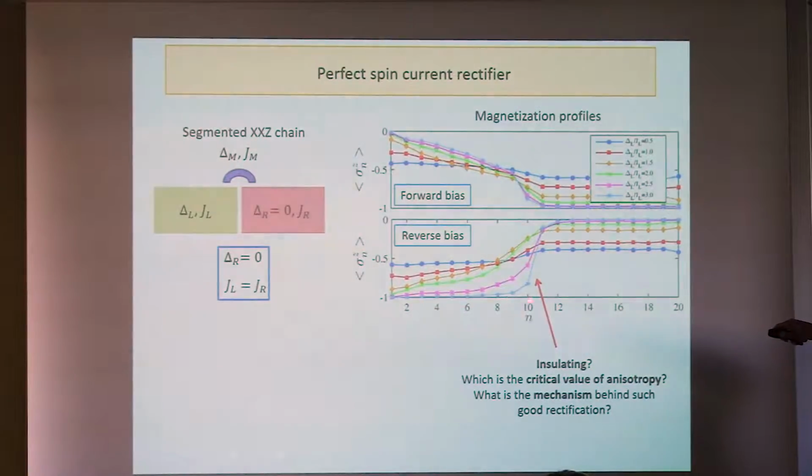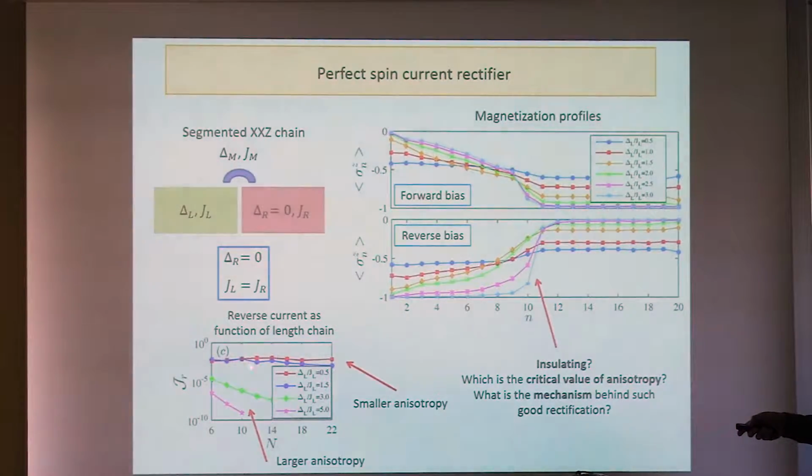See, so the light blue curve is the one with the strongest interaction. We see that it looks a lot like an error function, which is a typical signature that you will see in the magnetization profile in the insulating regime. So then we look a little bit better. Is this really insulating in reverse bias once interaction becomes stronger? Is there a critical value of the interaction after which the system becomes insulating? And what is the mechanism behind this?